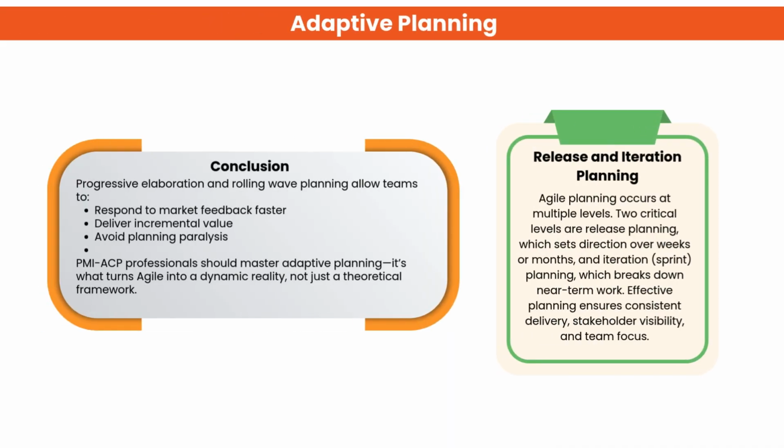Agile planning happens at multiple levels. Release planning sets long-term direction, while sprint planning focuses on near-term work. Adaptive planning helps teams respond faster to change, deliver incremental value, and avoid over-planning. Mastering this approach makes Agile practical and effective in real projects.